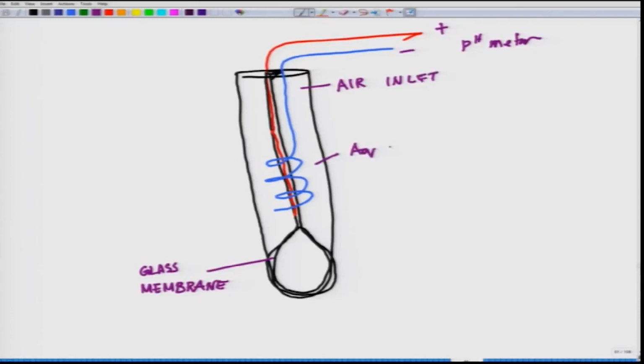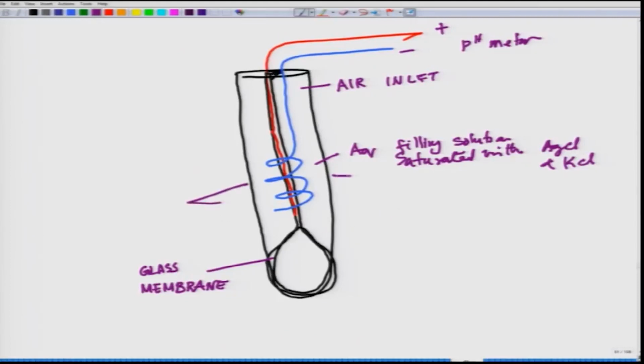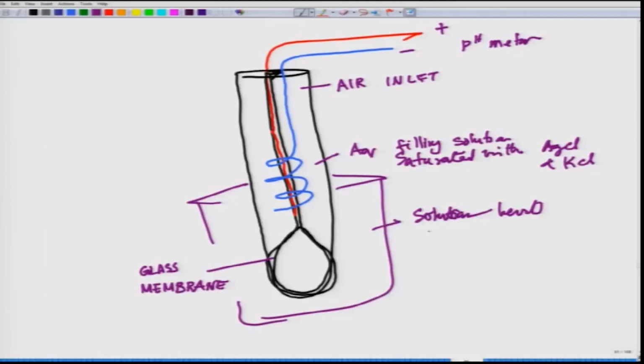This is the aqueous filling solution saturated with AgCl and KCl, and here you have a beaker sitting there, which is the solution level of analyte in the beaker.